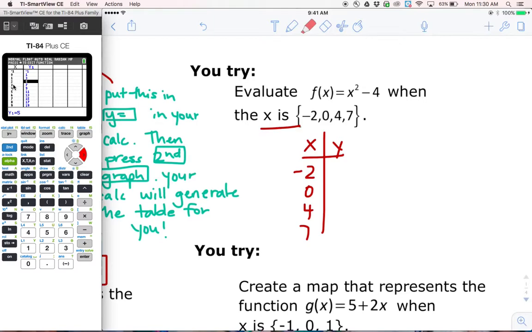And I'm going to plug my equation into y equals. I'm going to go over here to y equals again. Now I'm going to press clear to get rid of my earlier one. And I'm going to type in x squared minus 4.